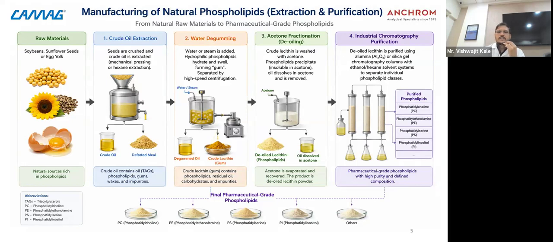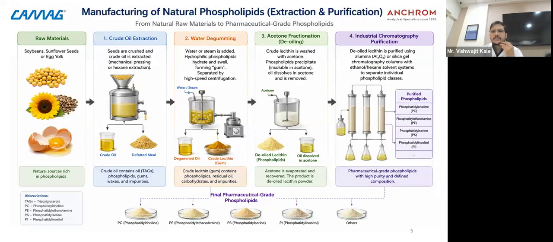So this step is very important. During this acetone fractionation, de-oiled phospholipids are separated, and we can say they are natural phospholipids, meaning phospholipids manufactured through natural sources like soya bean, sunflower seeds, or egg yolk.